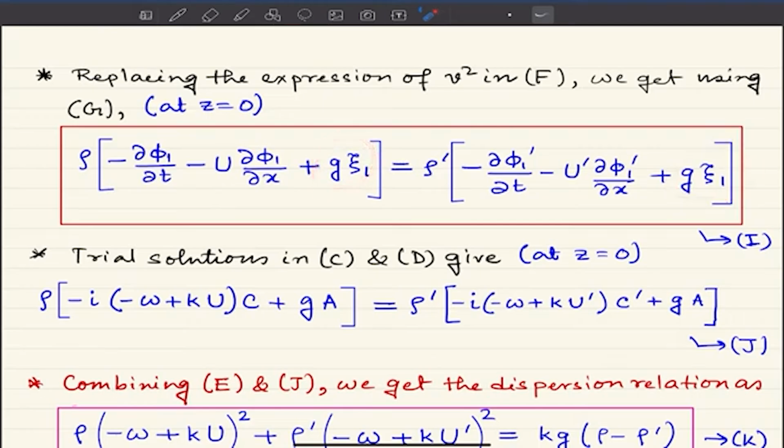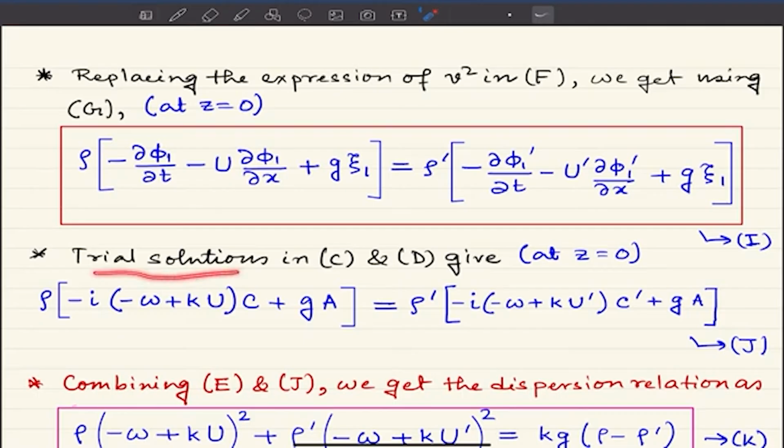Because when the interface is plucked, let's say from here to here, both the fluid particles which are infinitesimally above and below the interface are lifted by the same distance xi 1. And also both are lifted against g. So that's why this term is similar, but of course do not forget that this is multiplied with rho prime and this is multiplied with rho. This type of subtlety should not be neglected.